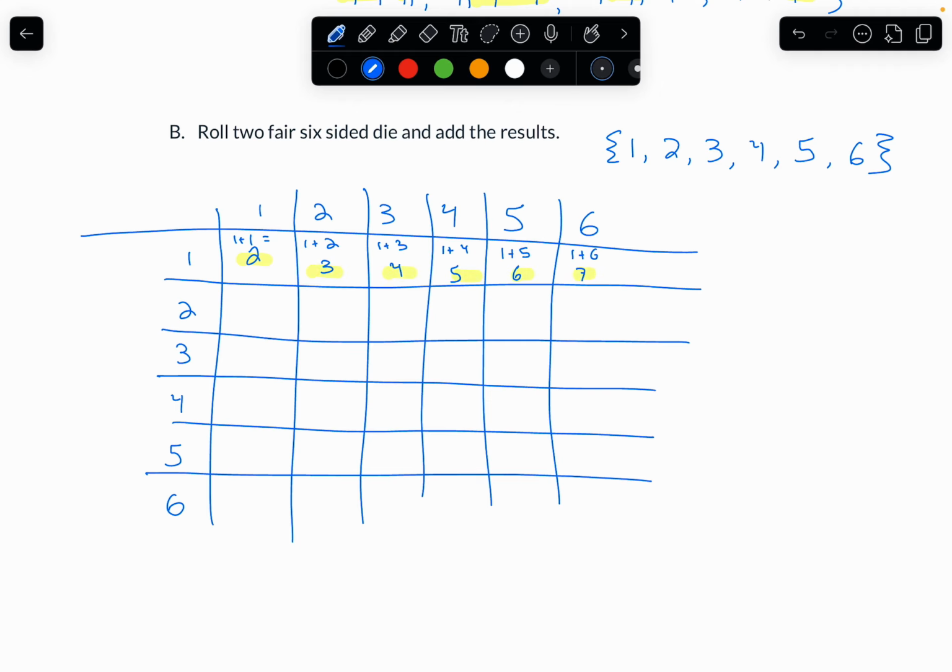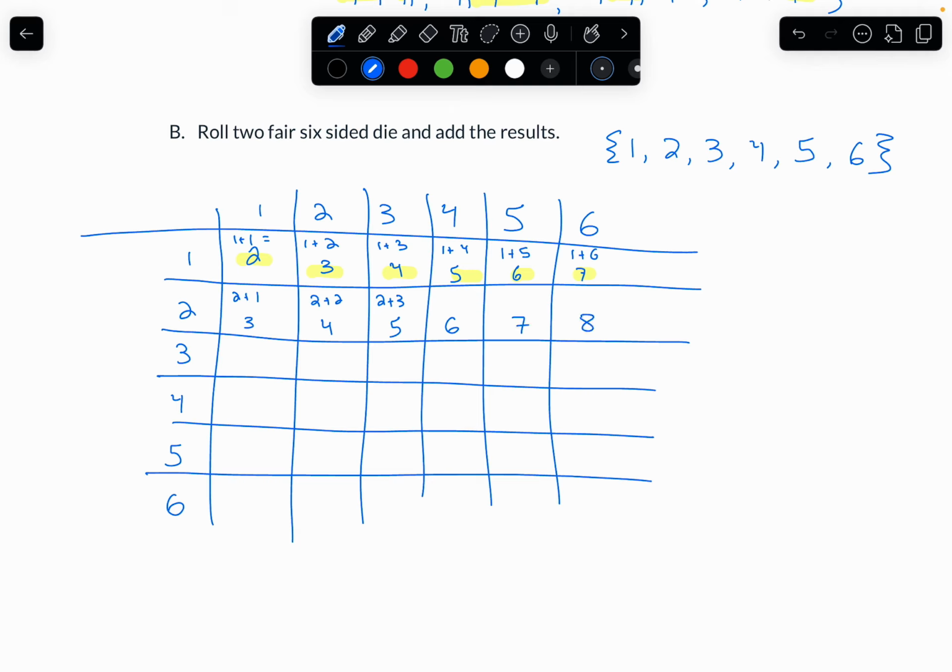So moving down to the next row, 2 plus 1 gives me 3. 2 plus 2 gives me 4. 2 plus 3 gives me 5. And I should start to see a little bit of a pattern here. So 3, 4, 5. 2 plus 4 should give me 6. 2 plus 5, 7. And 2 plus 6, 8.